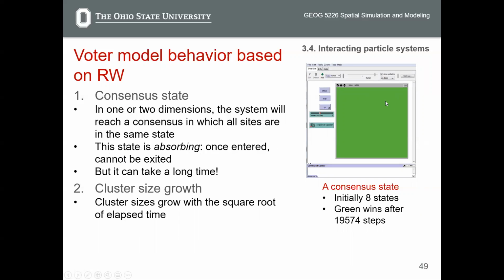This is a stable condition or a stable state of the system. And also cluster size growth. Before the consensus state, there are different clusters. Some of them are larger, some of them are smaller, and cluster sizes grow with the square root of elapsed time. There is this mathematical relationship between the size of clusters and time.